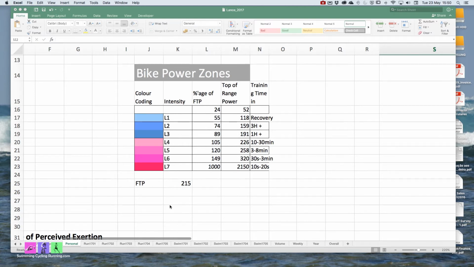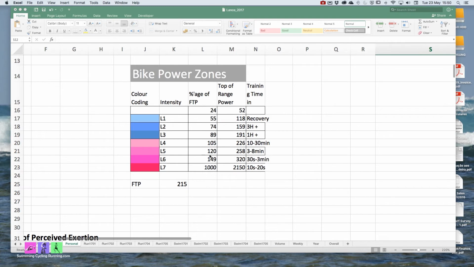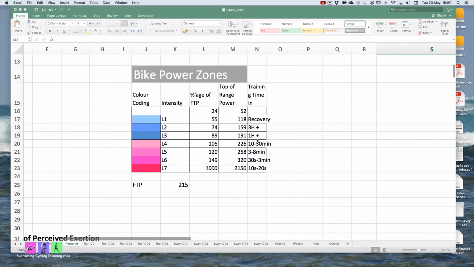And with bike power zones, you actually work on functional threshold power. Functional threshold power is roughly in the level 4 barrier here, and it is the power you can maintain for 1 hour. So that's what it's based on. Power you can maintain for 1 hour and no more. So at the end of an hour, you'd be absolutely drained of energy.